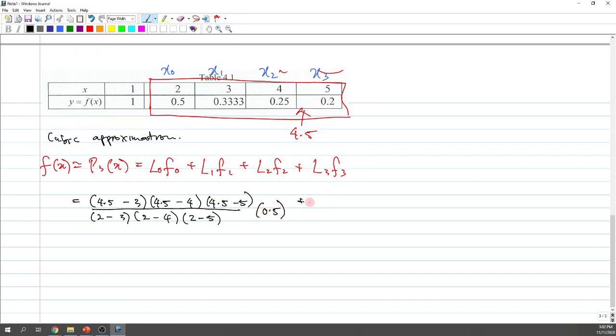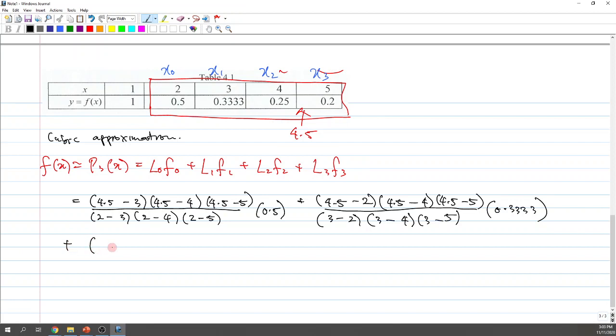Okay, so plus the value of x that we want to find, 4.5, minus the components excluding x1, so 2, and then 4.5 minus 4, 4.5 minus 5, divided by x1 which is 3: 3 minus 2, 3 minus 4, 3 minus 5, times 0.3333.